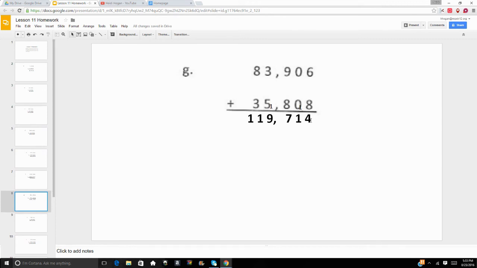6 plus 8 is 14. We can't have 14 ones. We can keep 4 and regroup that 10 into the tens. 1 plus nothing is 1. 9 plus 8, we just had that on the other question, was 17. Can keep the 7, but that set of 10 moves into the thousands place. 3 plus 5 is 8, and 1 is 9. And 8 plus 3 is 11.